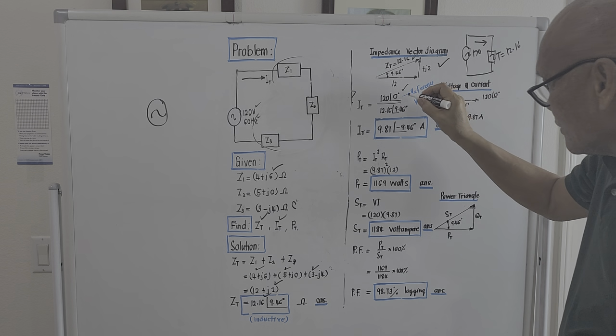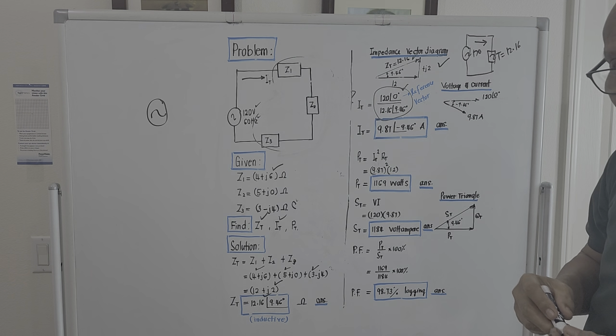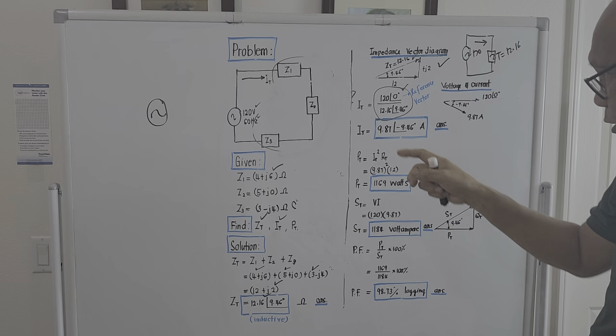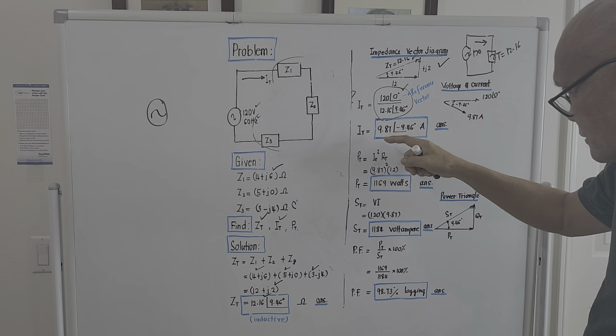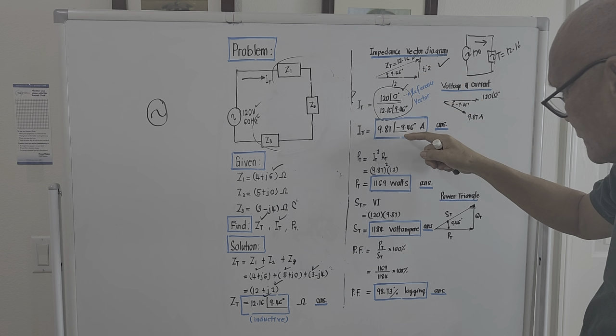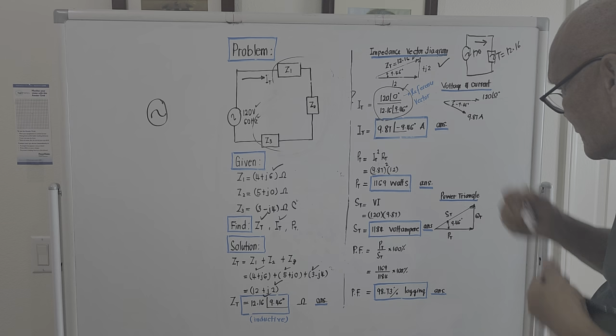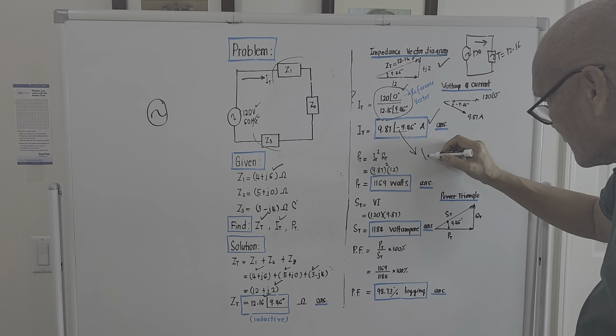I perform the operation division here in terms of polar. So I will be knowing the angle of the current. 120 over 12.16 is 9.87 angle negative 9.46 degrees ampere. The significance of this negative sign here is lagging.